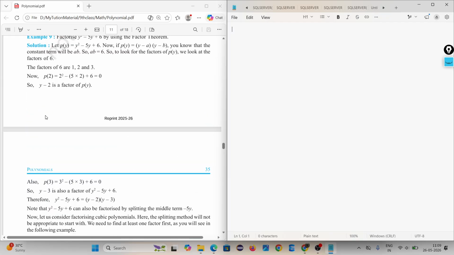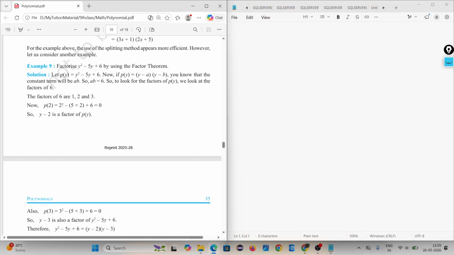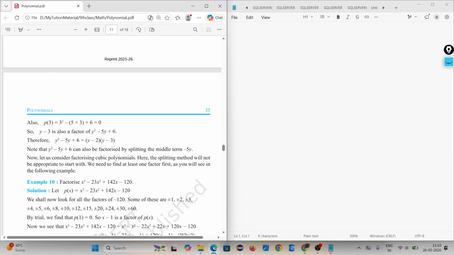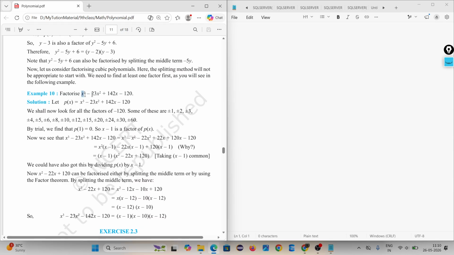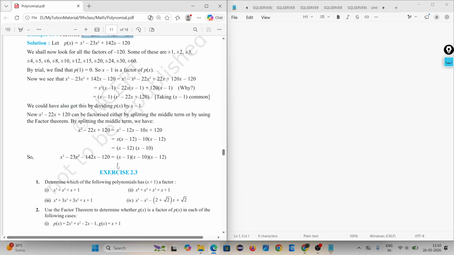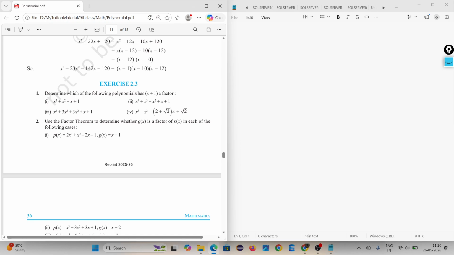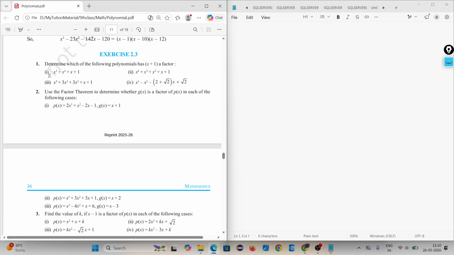Look, this is the factor theorem, or you can apply splitting the middle term. This is by using the hit and trial method. Look, we did everything like this. Okay, sir. Then come to exercise 2.3.